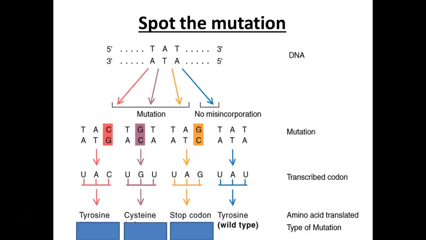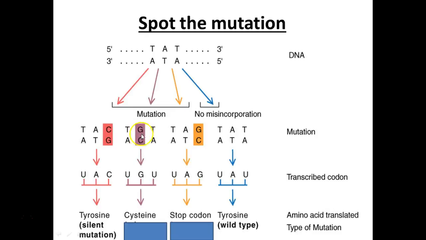All right, so this is what it's supposed to be, the wild type. Supposed to be tyrosine. There is a mutation that happens in this codon in the DNA. So as you can see, the codon in the messenger RNA has changed, but the amino acid's the same. So what mutation is that one? Silent, yep.